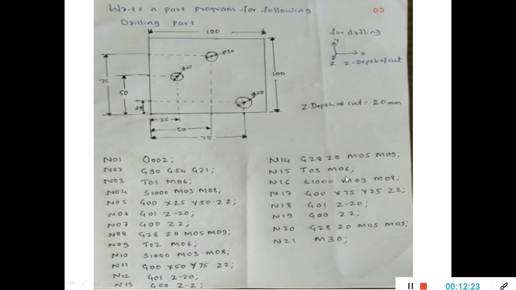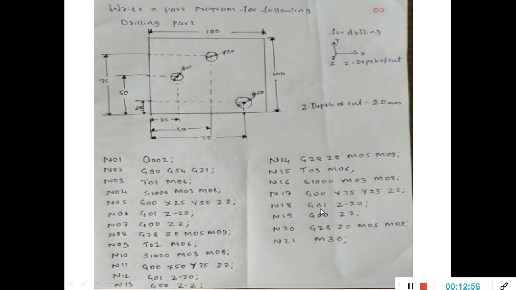So here the speed is 1000. M03, spindle starts rotating in clockwise direction. M08, coolant is on. Again your tool must be moved to this position. G00, what are the coordinates of this point? X is 75, Y is 25, Z is 2. Means your tool rapidly comes from the reference point to this point, X is 75, Y is 25, Z is 2. So your tool is rotating above this workpiece at a 2 mm height.